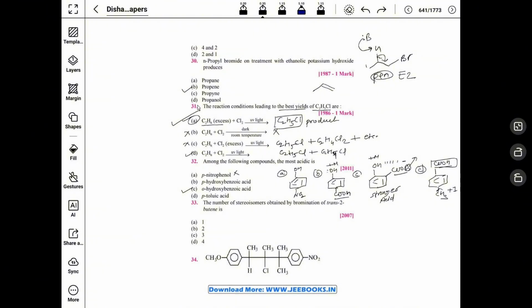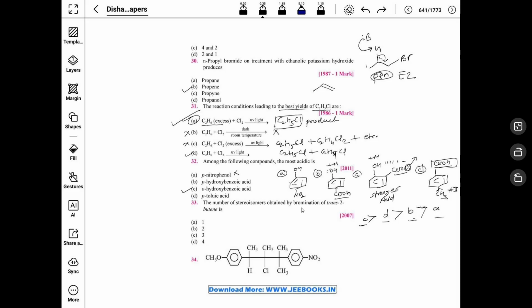But suppose we have to arrange them in decreasing order of their acidity, then C will be the stronger acid. After that D, toluic acid, because in toluic acid only the inductive effect is there, which increases the electron density and is poor as compared to the mesomeric effect. And then para-hydroxybenzoic acid, and the least acidic is A, para-nitrophenol. So ortho-hydroxybenzoic acid is the strongest acid, then para-toluic acid, then para-hydroxy, and then para-nitrophenol.